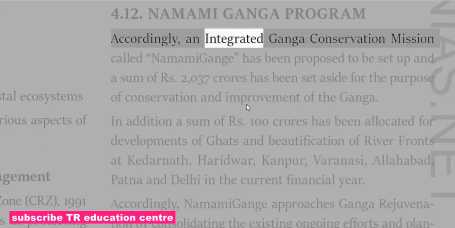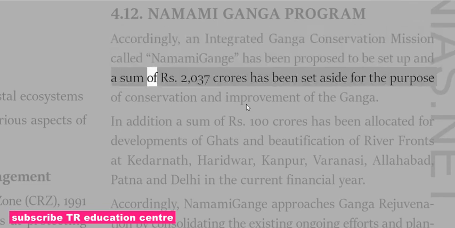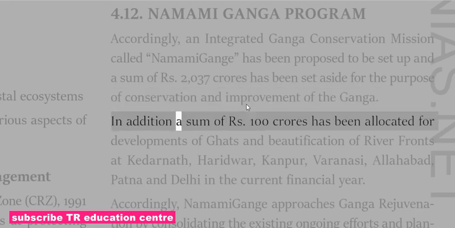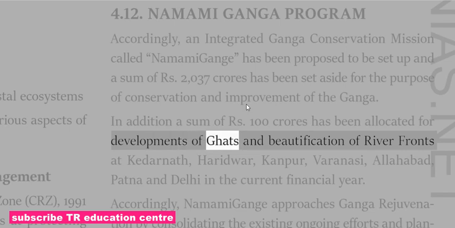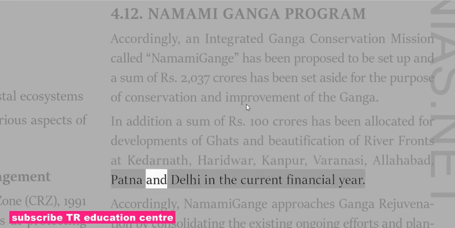Accordingly, an integrated Ganga conservation mission called Namami Gange has been proposed to be set up, and a sum of 2,037 crore rupees has been set aside for the purpose of conservation and improvement of the Ganga. In addition, a sum of 100 crore rupees has been allocated for development of ghats and beautification of river fronts at Kedarnath, Haridwar, Kanpur, Varanasi, Allahabad, Patna and Delhi in the current financial year.